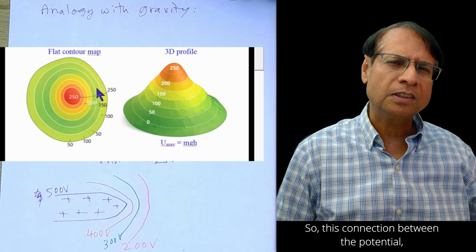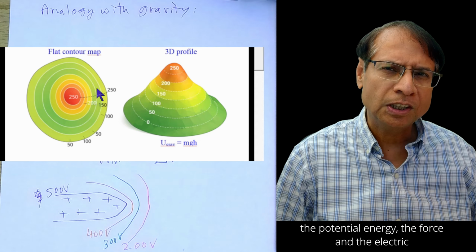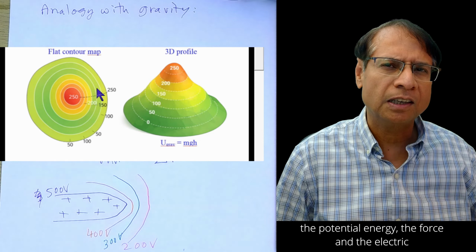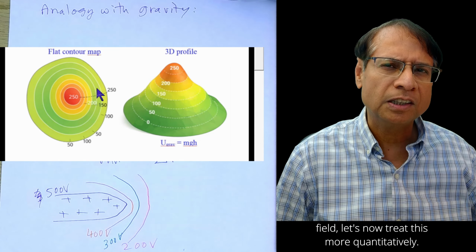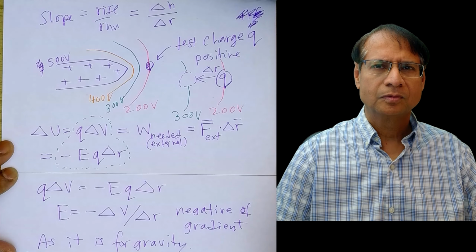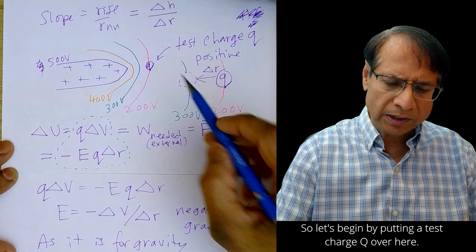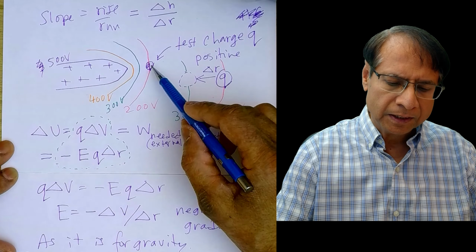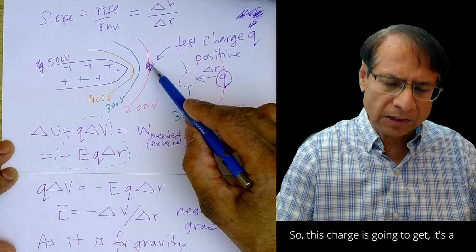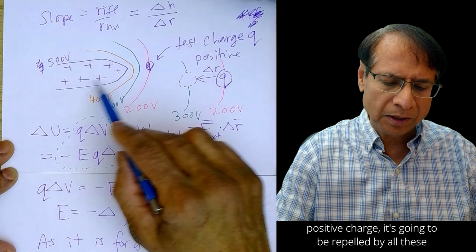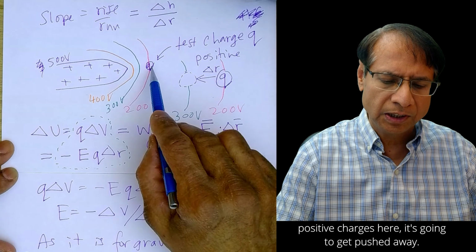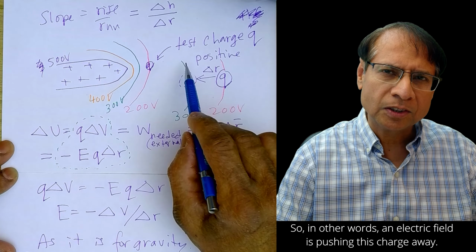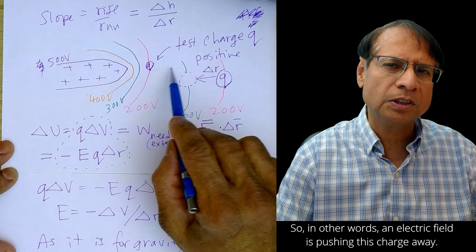So this connection between the potential energy, the force, and the electric field, let's now treat this more quantitatively. Let's begin by putting a test charge Q over here. It's a positive charge, so it's going to be repelled by all these positive charges here, it's going to get pushed away. In other words, there's an electric field that's pushing this charge away.